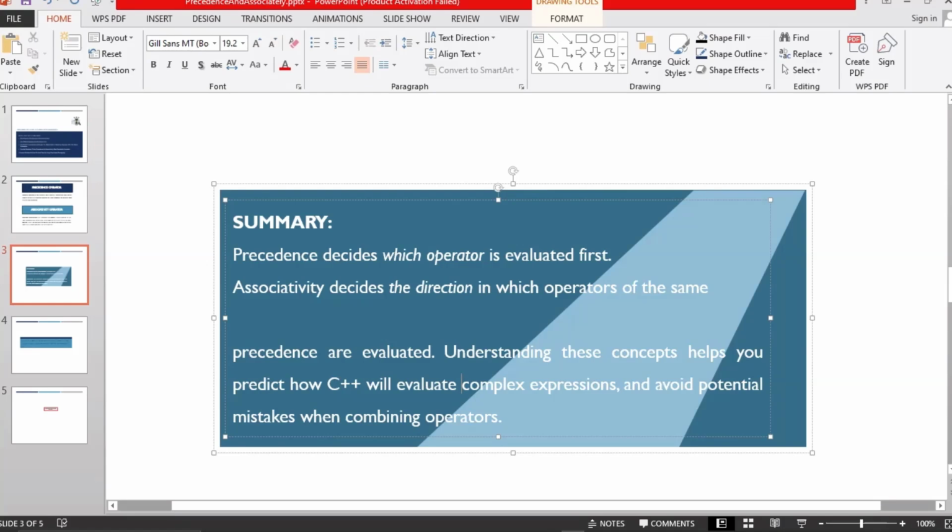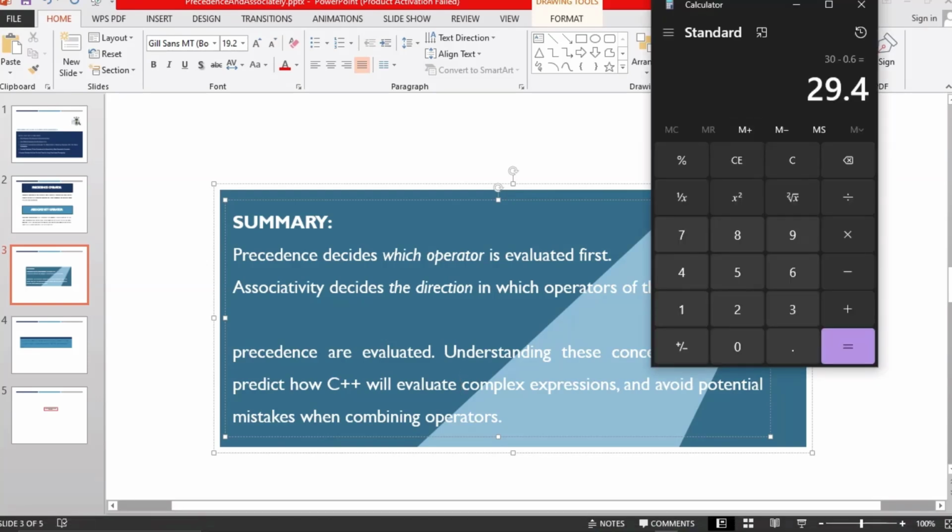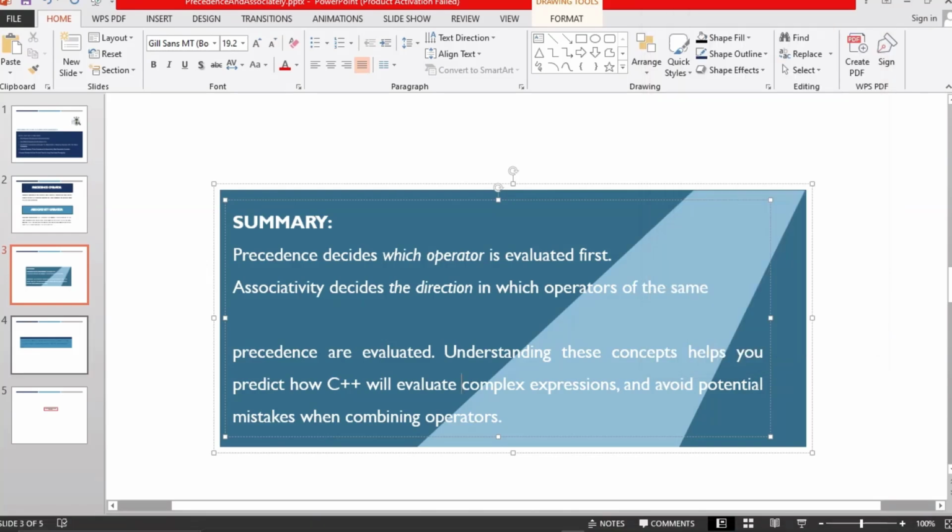Understanding this concept helps you predict how the compiler will evaluate complex expressions and avoid potential mistakes when combining operators. So now we have this understanding before the compiler does. When you understand precedence and associativity, you will know the result of your expression even before the compiler does. By using our calculator, we know our exact result. We know the result that we are supposed to get. That is one of the advantages of knowing what precedence and associativity mean.